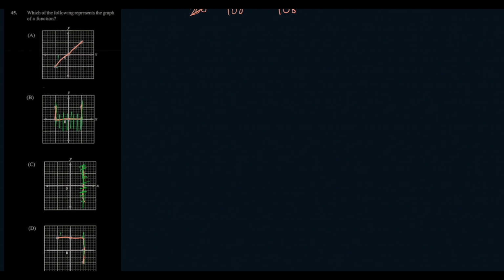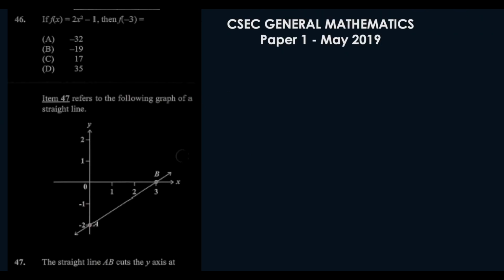So the only answer that we have here would be this one here. All right, so for this particular question, it says if f(x) is 2x squared minus 1, so f(x) is equal to 2x squared minus 1. So it's saying that we need to figure out what this is. So what does this mean?